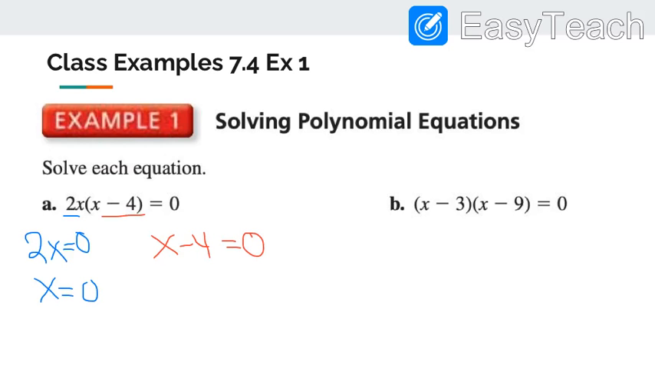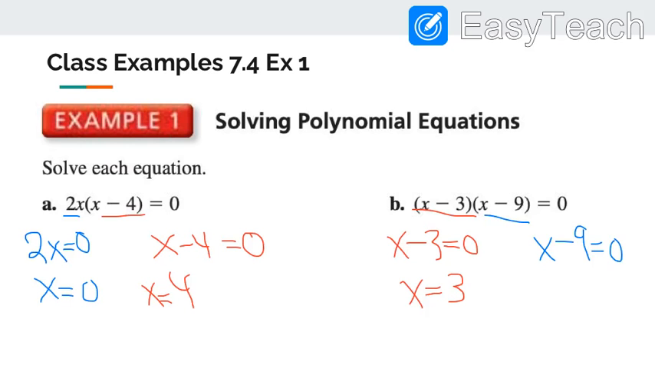Notice you're taking both parts and you're setting both things equal to 0. So this is the idea of the zero product property. 0 times anything is 0, or anything times 0 is 0. So our two answers here would be x equals 0 and x equals 4. Likewise, over here, again, we'd split this into our two different types. So I could have x minus 3 equals 0, which would mean one of my answers would be x equals 3. And my other answer could be x minus 9 equaling 0. So therefore I have 9 as my answer.